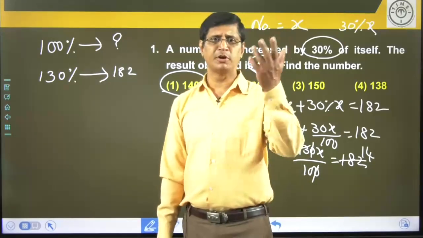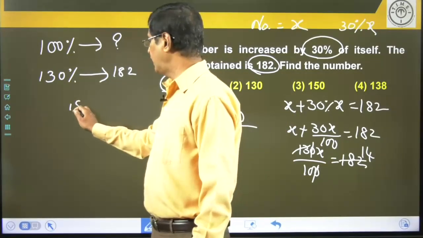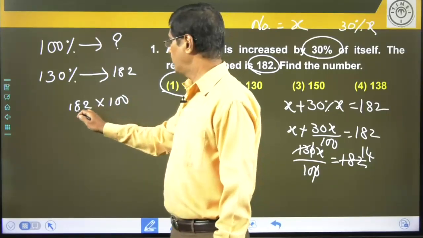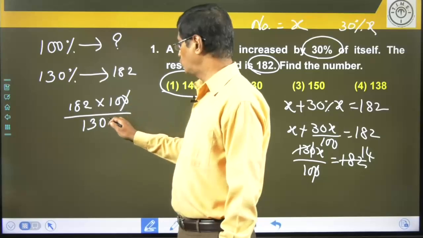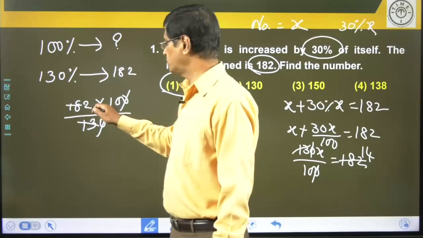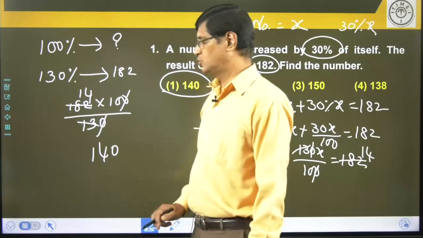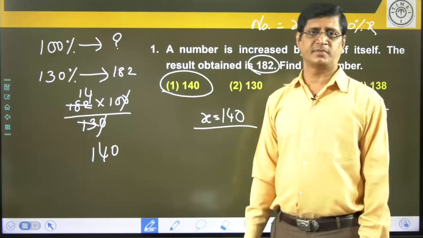By doing cross multiplication you will get 182 into 100 by 130. Simplify: 0 to 0 we can cancel, and 13 goes exactly 14 times. The result is 140. So the right answer is choice number 1.